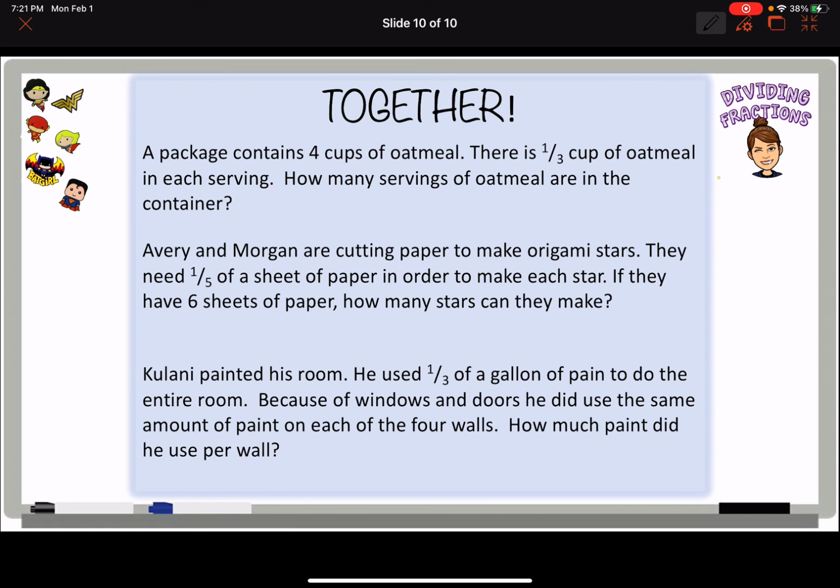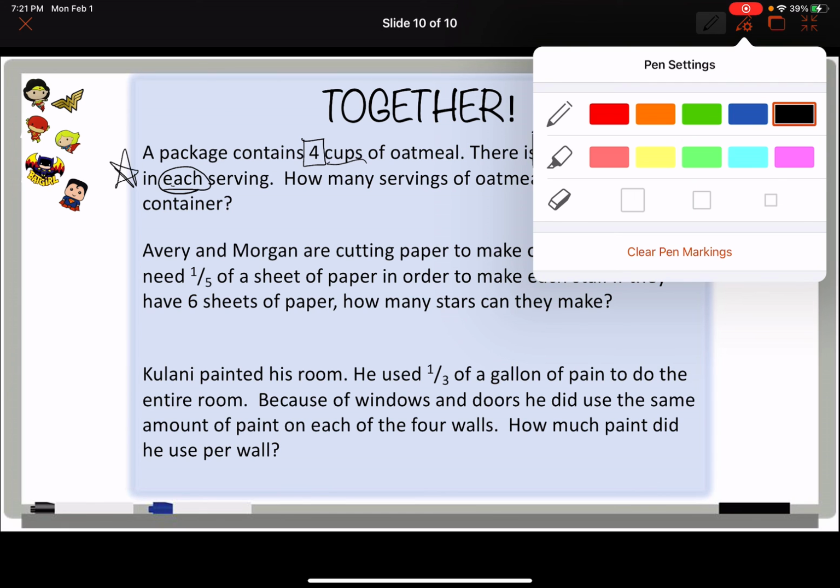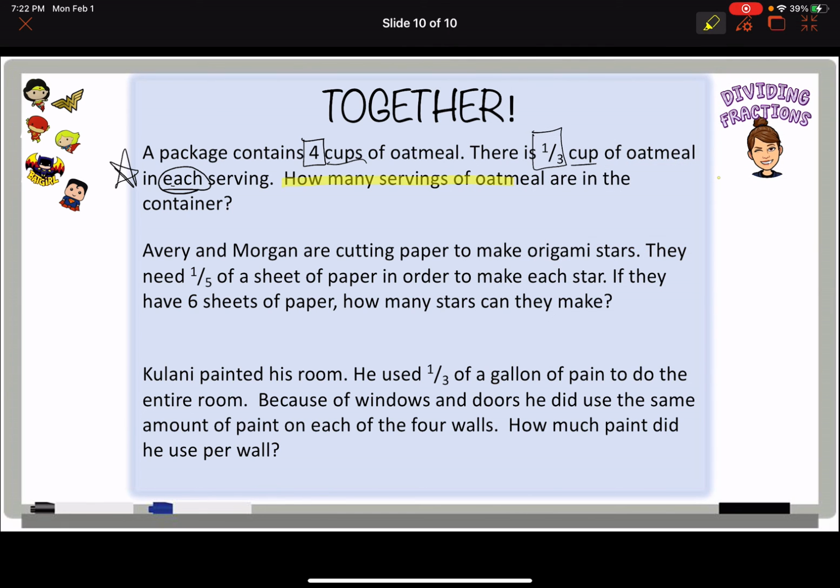All right, what I would like you to do is try this first problem right up here. I would like you to draw your diagram. All right, so taking a look, we have a package that contains 4 cups of oatmeal. There's 1/3 cup of oatmeal in each serving. How many servings of oatmeal are in the container?